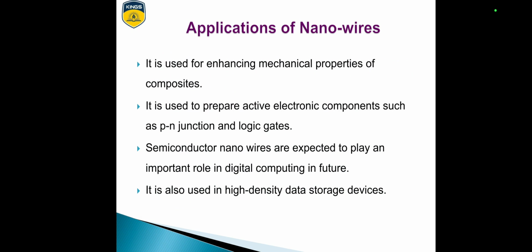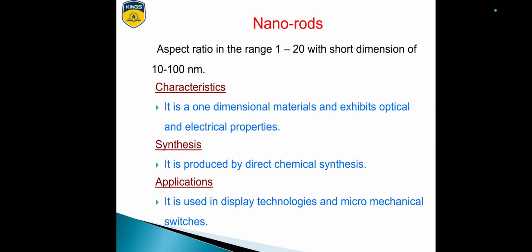Then we will see applications of nanowires. It is used for enhancing the mechanical properties of composites. It is used to prepare active electronic components such as p-n junctions and logic gates. Semiconductor nanowires are expected to play an important role in digital computing in future. It is also used in high density data storage devices.